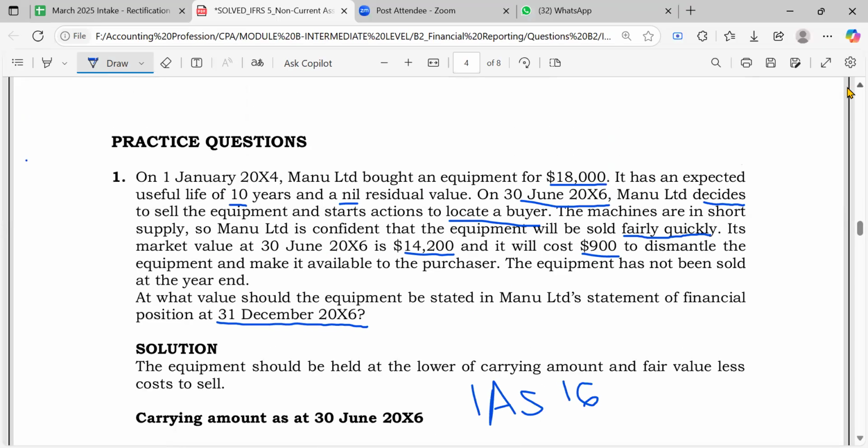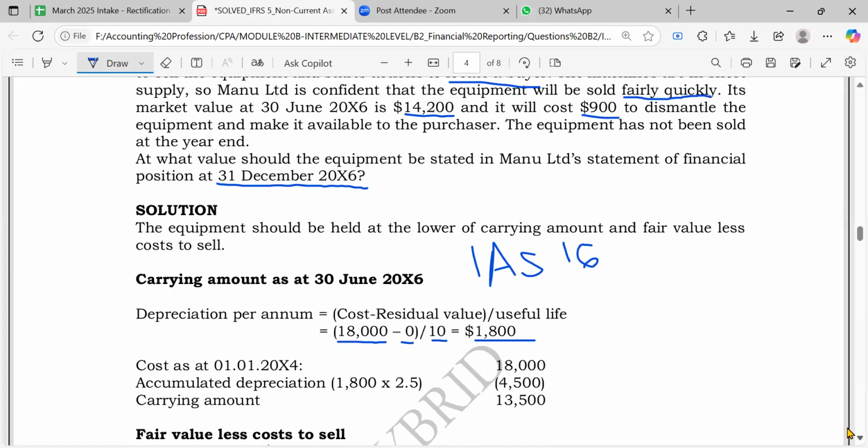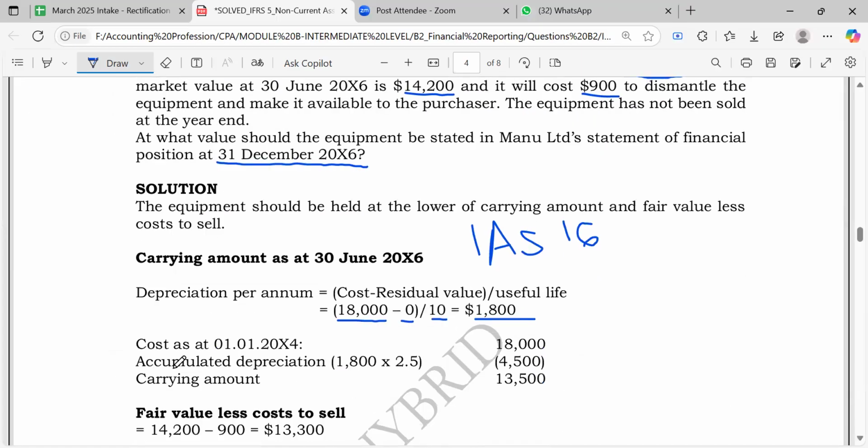800. The classification was on 30 June 2026, which, if you count from 1st January 2024, is 2.5 years, or 2 years, 6 months, like you said, right? Yes. So you have to get the accumulated what? Depreciation. Which is depreciation per year, 1,800 times 2.5 years. 1,800 times 2.5 is like 900 times 5, which is 4,500. Okay, this is fine. This is accumulated what?